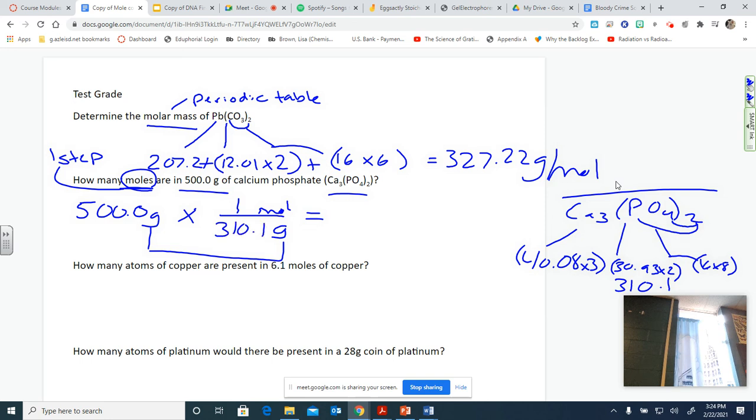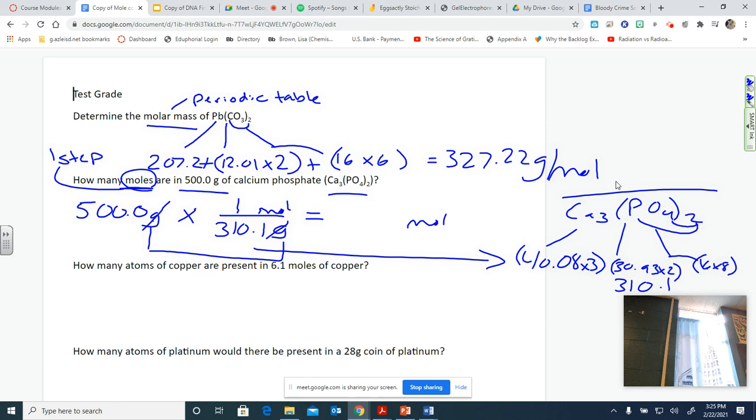310.1. So how did I get this number? I had to do molar mass. I had to add up their mass on the periodic table. That is what goes with grams. One goes with mole. The grams is the weird thing I have to take a break and add up on the periodic table. Now it's all set up. Grams cancels. Moles is what's left. That's what they asked me for, so all I gotta do is put in this calculator.